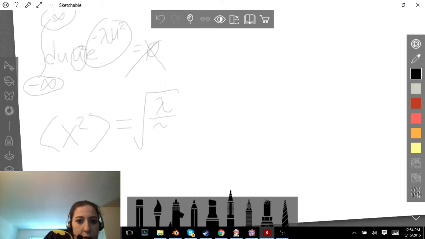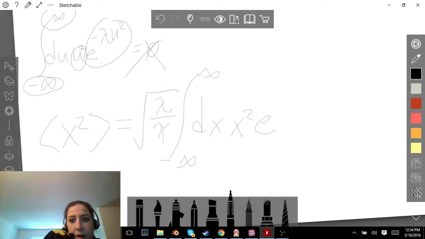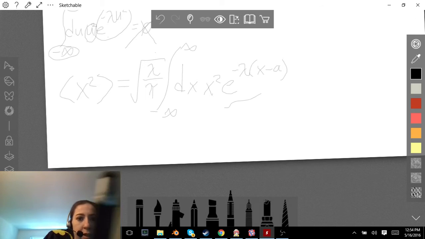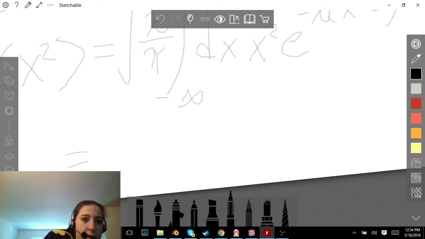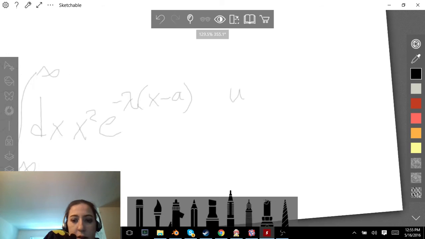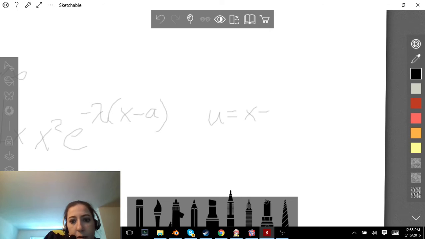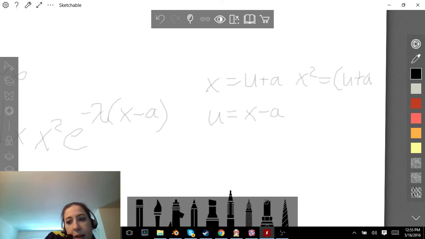This is going to equal lambda over pi, and then it will be dx x squared e to the negative lambda times x minus a squared. Doing the same exact U-substitution, and then kind of parsing it out. So to do the U-substitution, what I'll have is u equals x minus a, x equals u plus a, x squared is going to be u squared plus 2au plus a squared.